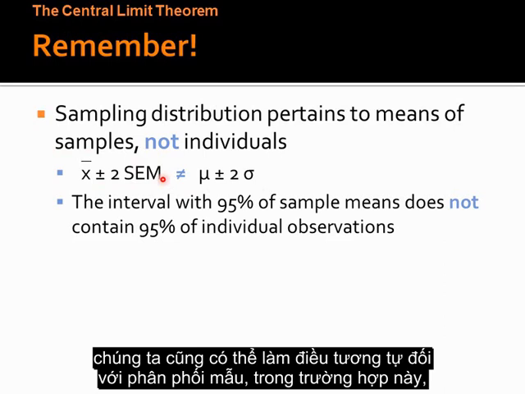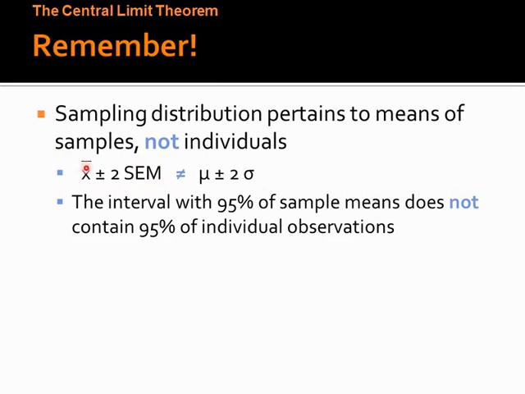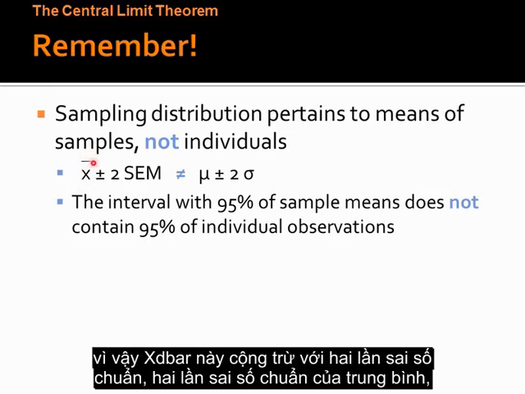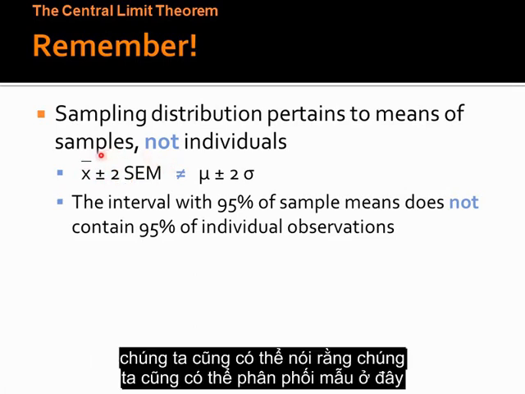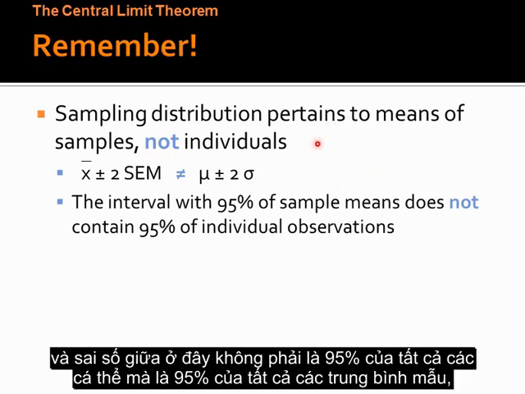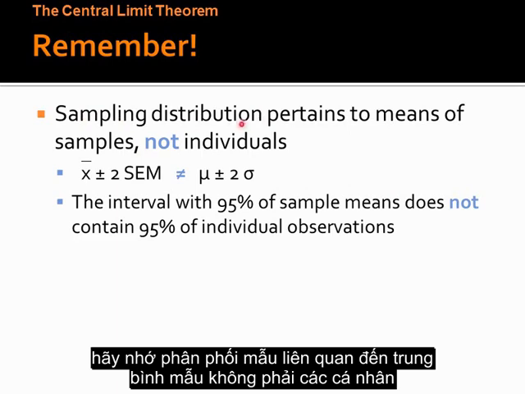We can also do the same thing for the sampling distribution, where in this case, it's not x bar, it's x bar bar, right? Or the mean of all the sample means. So this x bar bar plus minus 2 standard errors, 2 standard errors of the mean. We could also say that it will be a sampling distribution here, where it's the mean of the means, plus minus 2 standard errors, and the area in between here is not 95% of all the individuals. It's 95% of all sample means. Okay? Remember, sampling distribution pertains to means of samples. It pertains to sample means, not individuals.